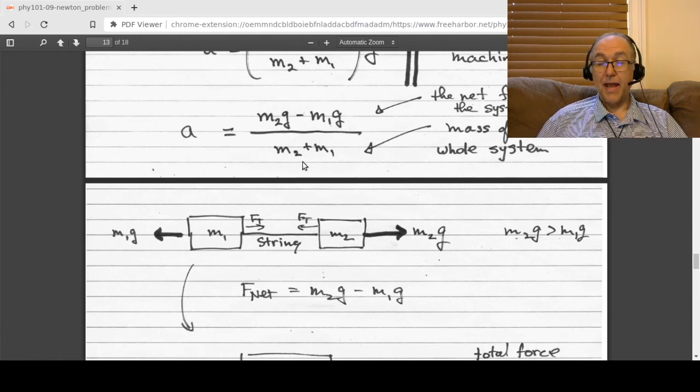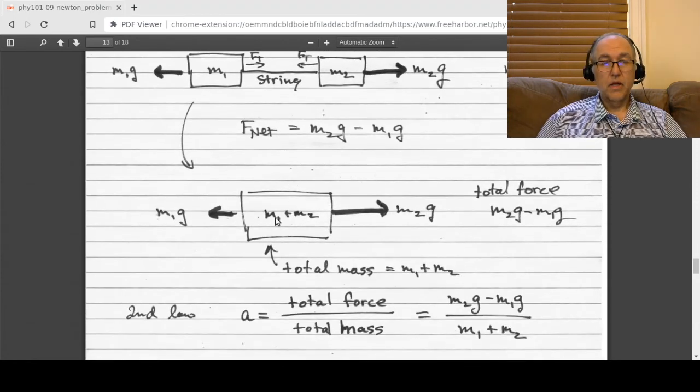A is equal to F net divided by M, but M here has to be the total mass because both M1 and M2 are being accelerated. So you can imagine M1 and M2 as stuck together as a total mass of M1 plus M2, with a force in one direction, M2G, competing against a force in the opposite direction, M1G. And so the total force is M2G minus M1G, and the total mass on the bottom is M1 plus M2. And there you go. That's actually Newton's second law again. Now, I admit, this is a non-rigorous, intuitive, hand-waving way of arguing it. But it shows you that Newton's second law is there.